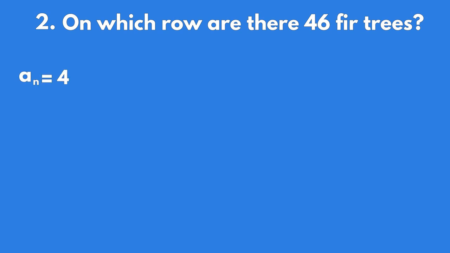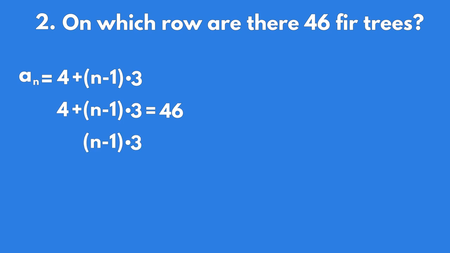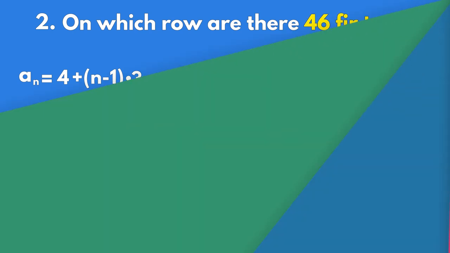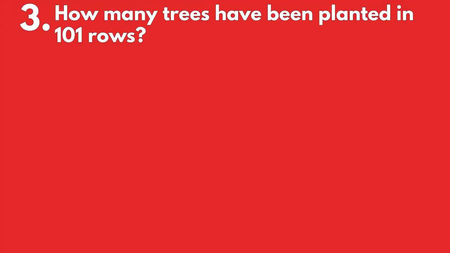Using the formula an equals 4 plus (n minus 1) times 3, we know the number of fir trees is 46. Let's find the row this number of trees will be on, the value of n, by solving the equation. 4 plus (n minus 1) times 3 equals 46. (n minus 1) times 3 equals 42. n minus 1 equals 14. n equals 15. So, on the 15th row, there are 46 firs. Our formula worked.